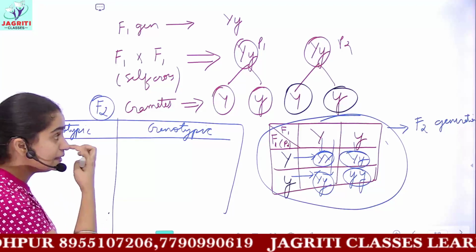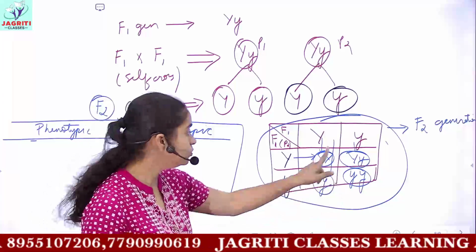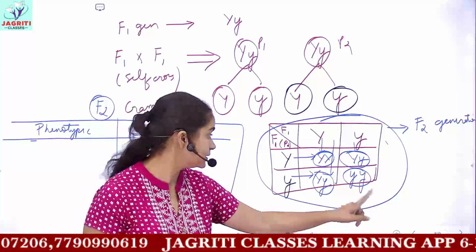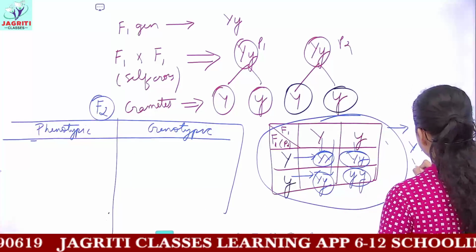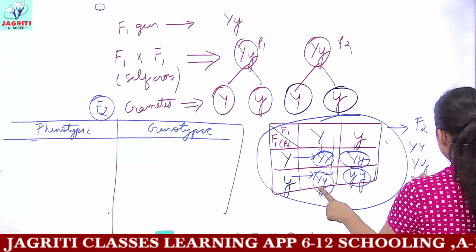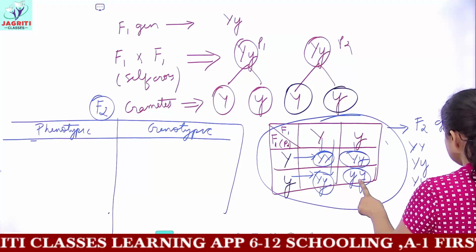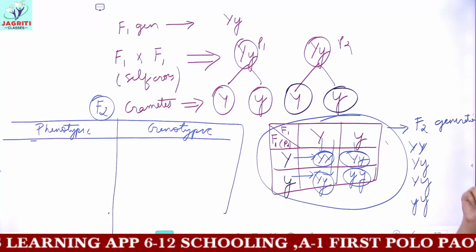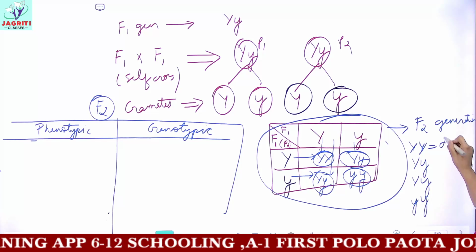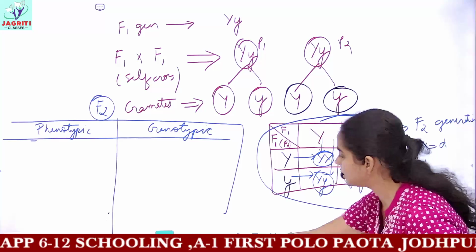So now you can see in the F2 generation, you have 4 types of offspring. The first offspring is capital Y, capital Y, then you have capital Y, small y, then you again have capital Y, small y, and the last is small y, small y. We know that capital Y, that is yellow color, is dominant. So here, which color would it show?